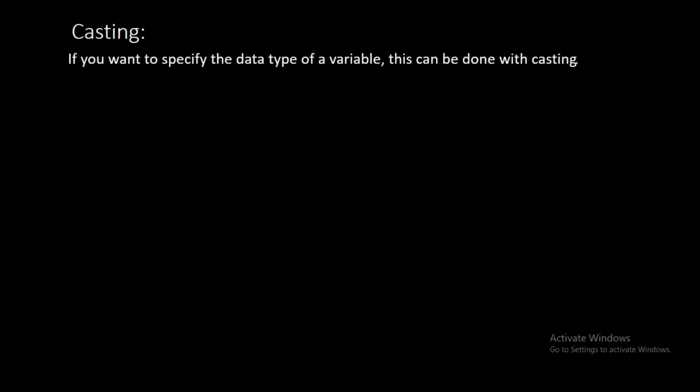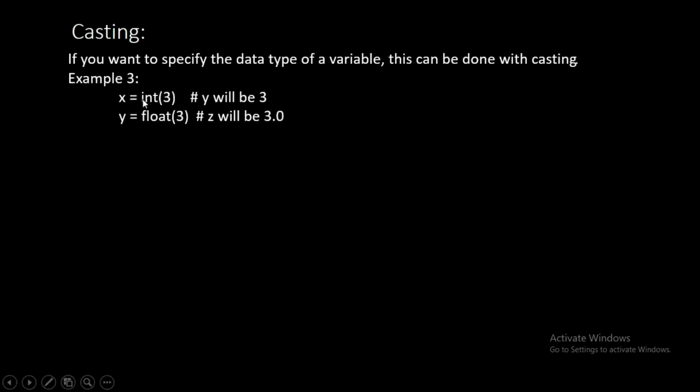In the next section we will talk about casting. Casting is nothing but specifying the data type of the variable. Like in this example x equals int, so I am specifying the data which is an integer value. Sorry, it is not y, it's x. X will be 3 and y is a float. We are specifying this variable, y would be 3.0. Execute this program, you can see 3 and then 3.0 because of the float variable we are specifying.